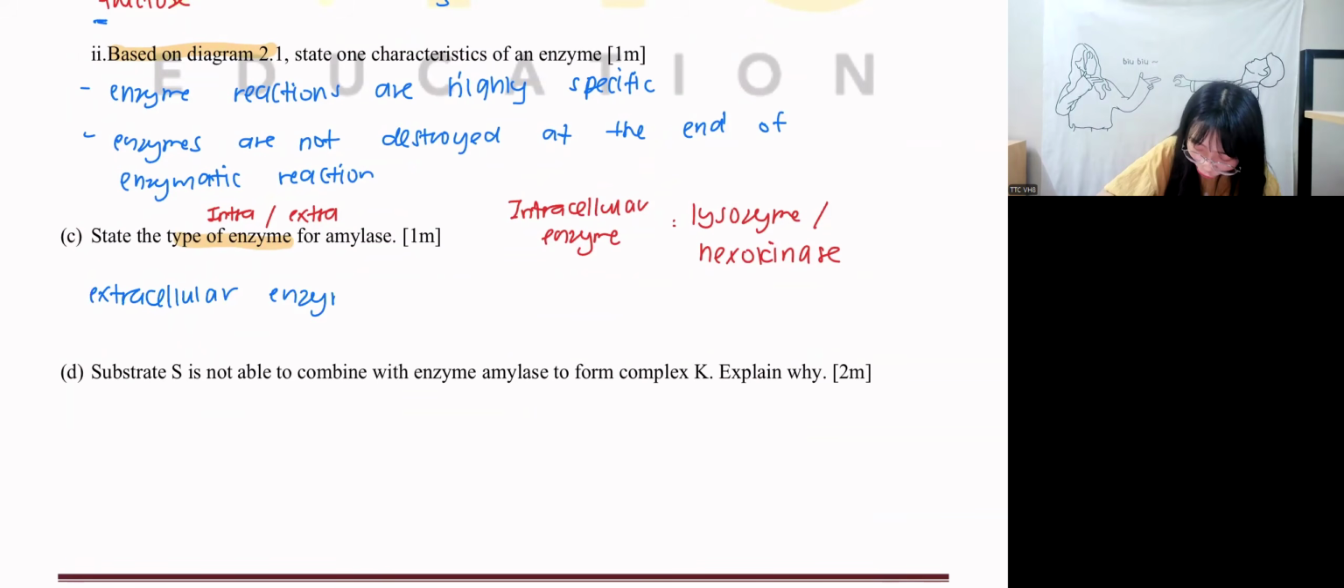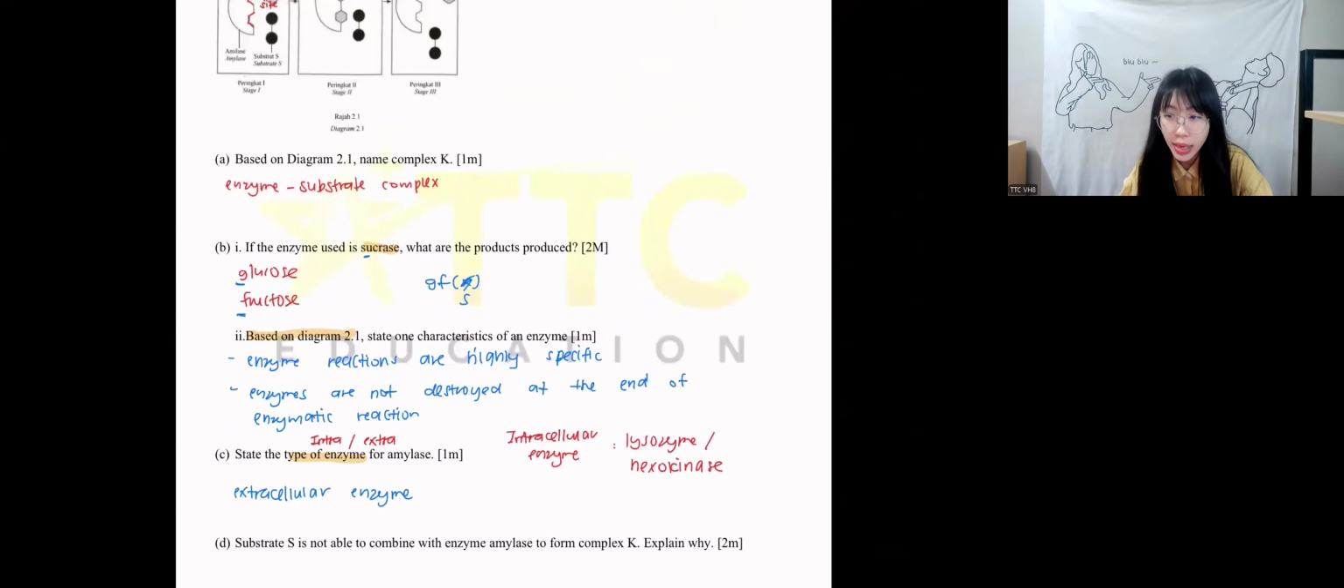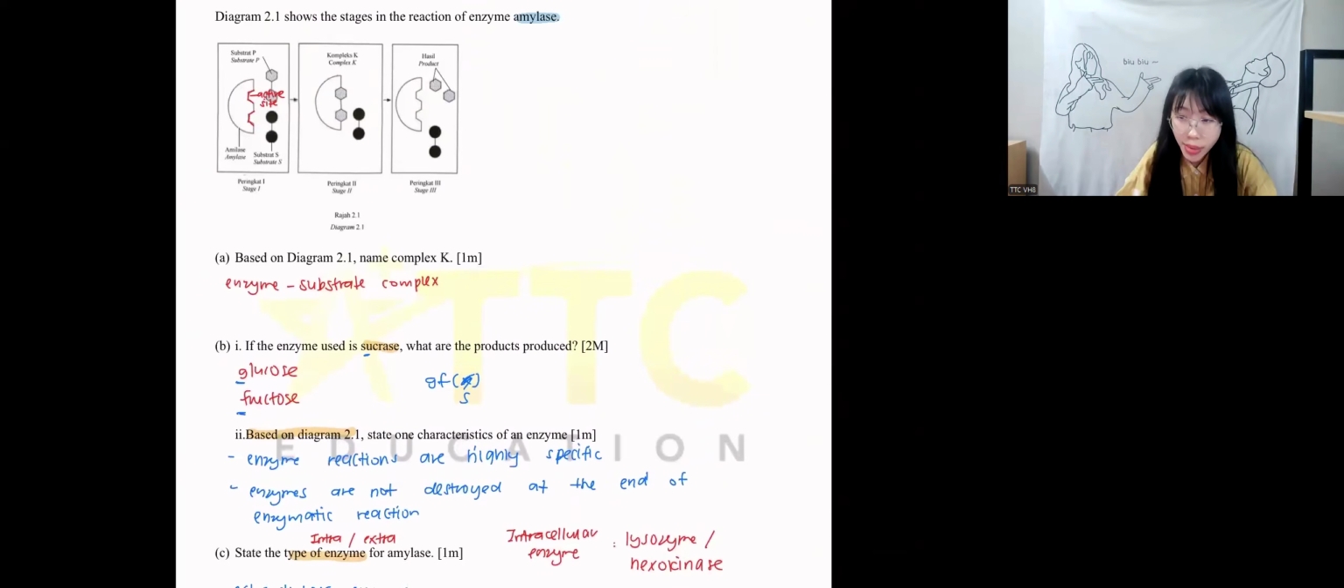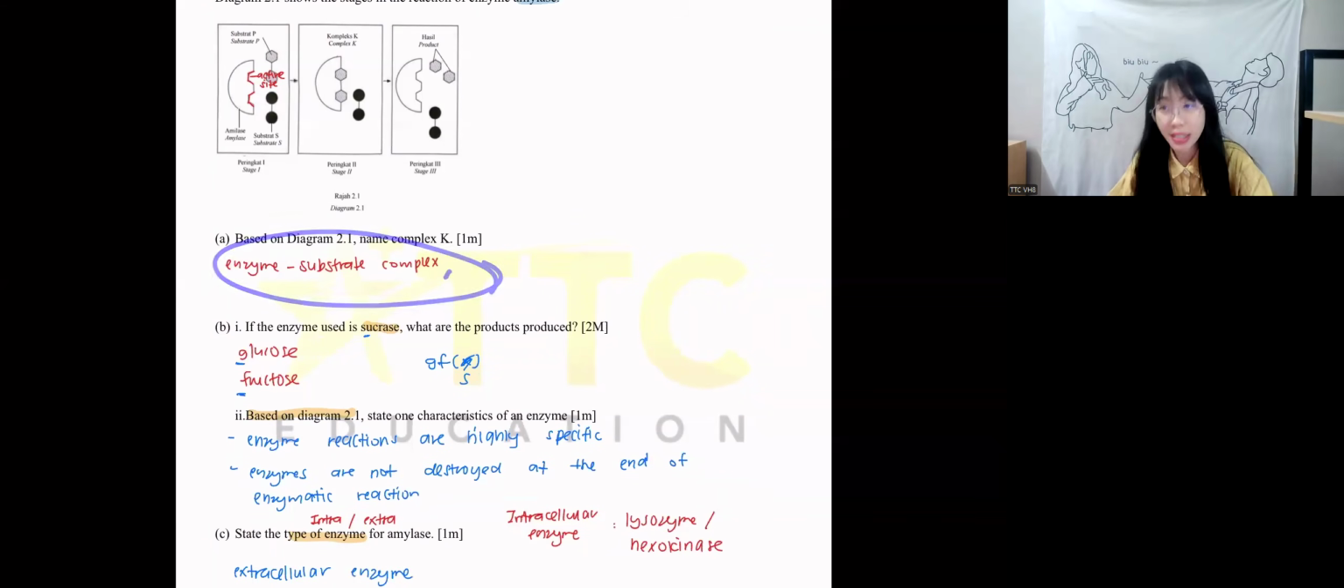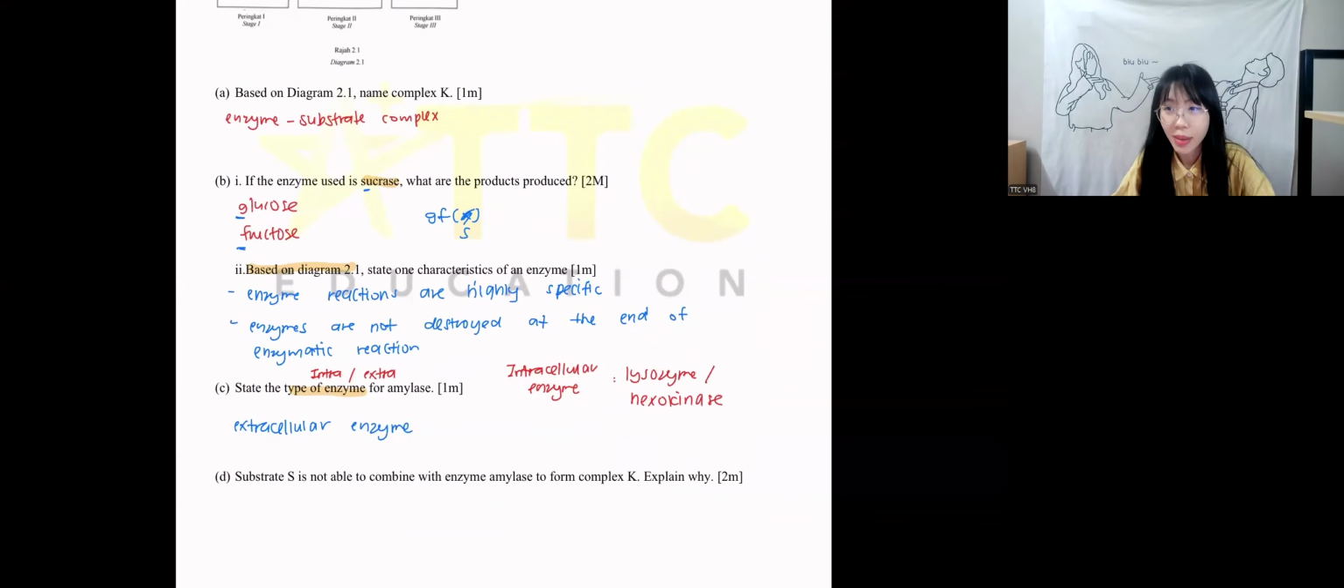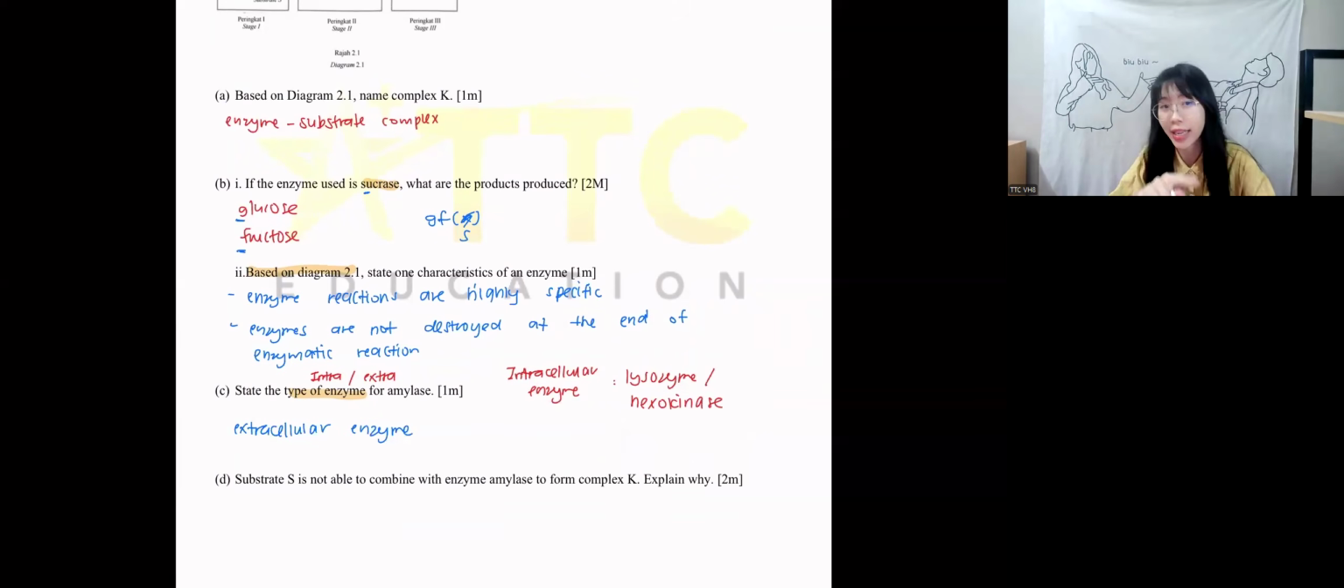Amylase is a type of extracellular enzyme. The naming of complex K: if you want to write complex K, you can write enzyme-substrate complex. You can also write amylase-substrate P complex. It's based on you, because this is a general name, and you can write specifically also. It's not wrong to write amylase-substrate P complex.